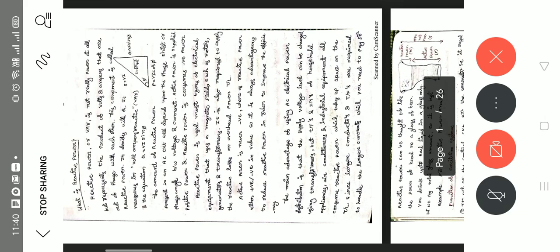Next class we will discuss the third unit, economic load dispatch.